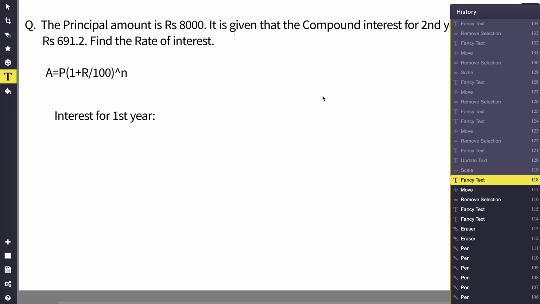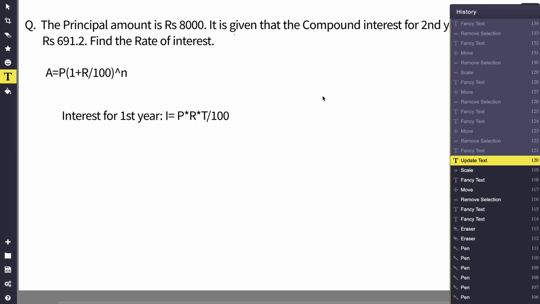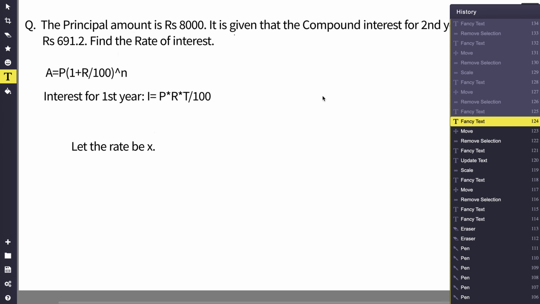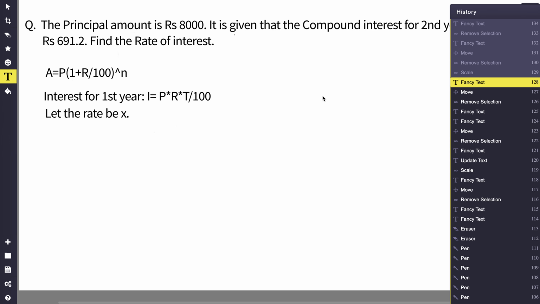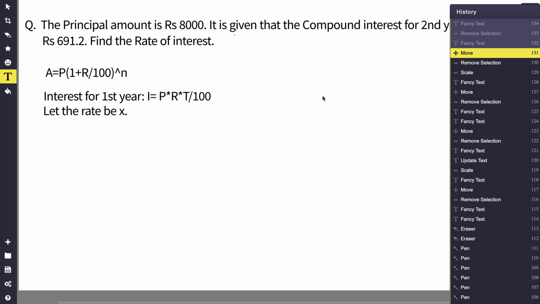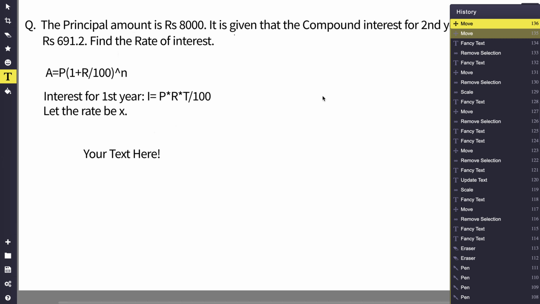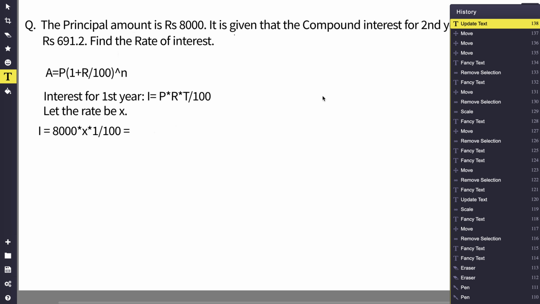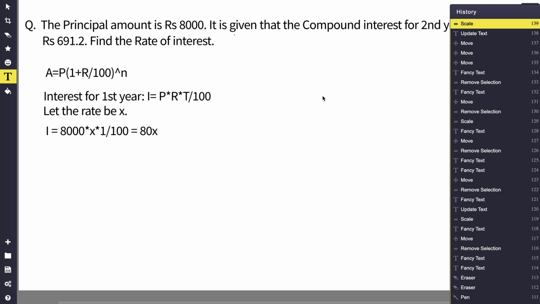So we'll calculate the interest for the first year. The formula is interest equals P into R into T upon 100. So let the rate be x for this equation. And we know that the principal here is rupees 8,000 and the time period, since we are calculating it for the first year, will be 1 year. Okay, so interest equals 8,000 into x into 1 divided by 100, which is equal to 80x.